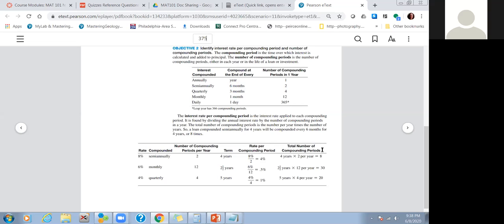The total number of compounding periods would be the number of years times the compounding frequency. So we need these adjusted periodic rate and total number of periods to plug into our formula or to go to our table.